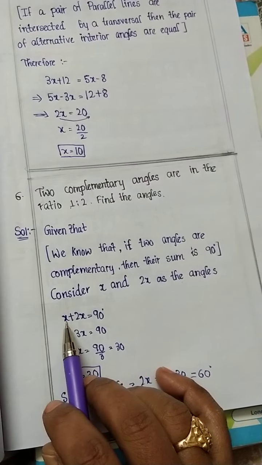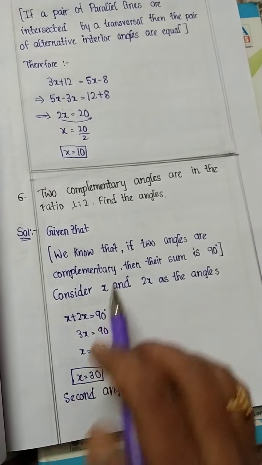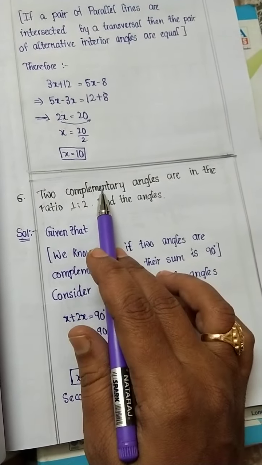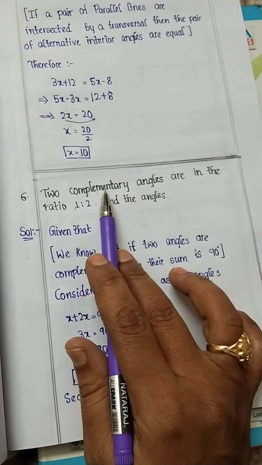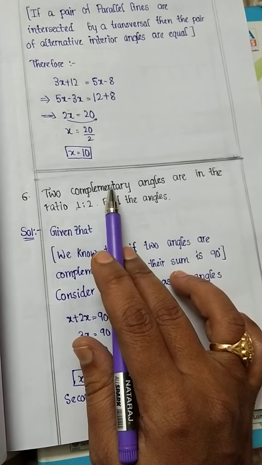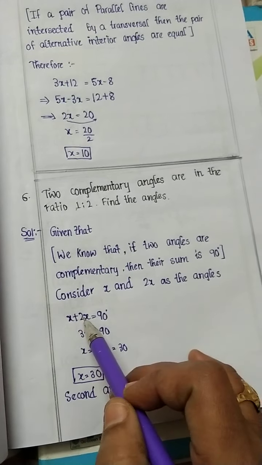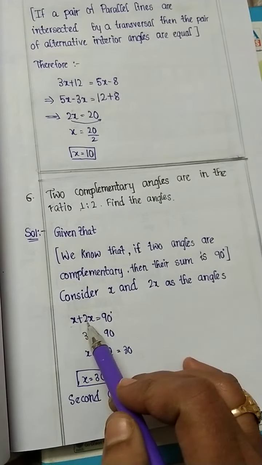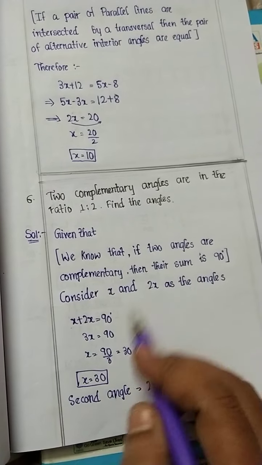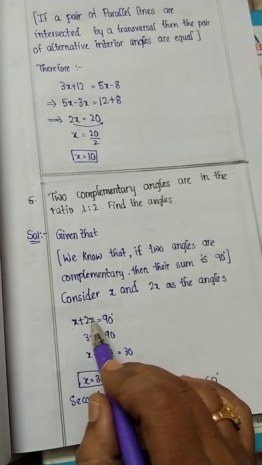So x plus 2x is equal to 90. Why? Because here complementary is given. What is the definition of complementary? If the sum of two angles is 90, then we call those two complementary angles. So the sum of these two angles we should equate to 90, because these two are complementary angles.